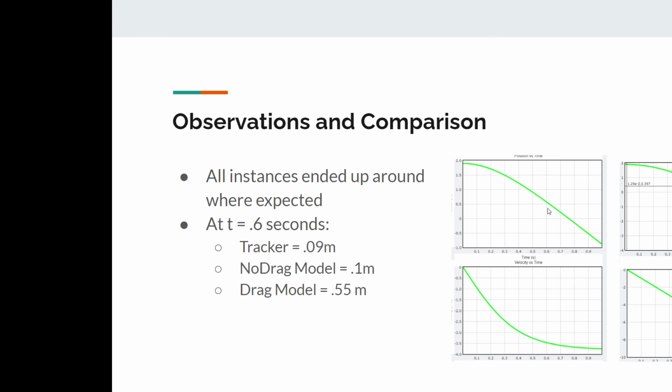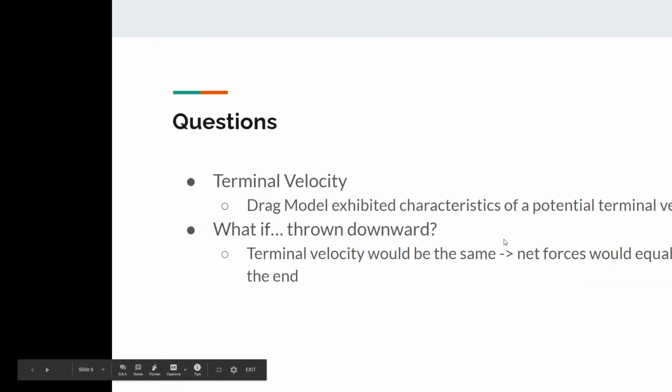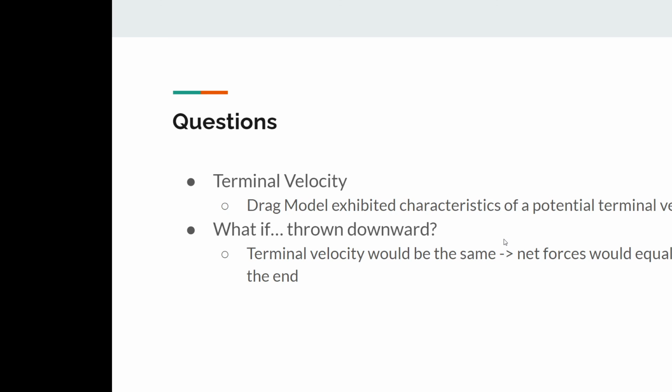These are the two graphs of position versus time and velocity versus time for the drag model and the no drag model. You can see how we're approaching a terminal velocity here. Speaking of terminal velocity, that was one of the questions we were asked to answer: will there be a terminal velocity on the drag model eventually?